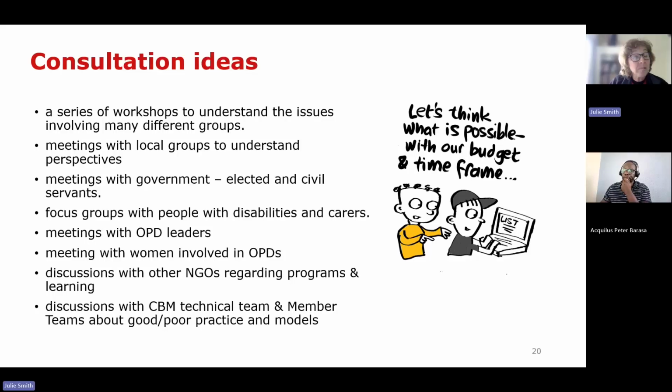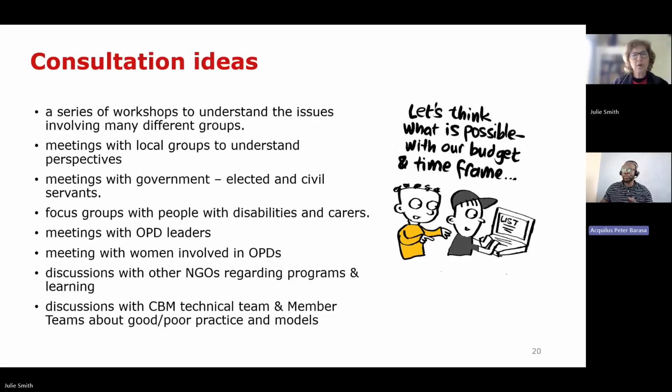You could split it up and make sure that you have meetings with women who are part of an OPD and then leaders of an OPD to get different perspectives. You could have discussions with other civil society organisations or NGOs that are working in a similar area to understand what they're doing and what opportunities or challenges they find. At the same time, also talk to the member teams and CBM technical teams about models that test good practices that they are trying to promote.